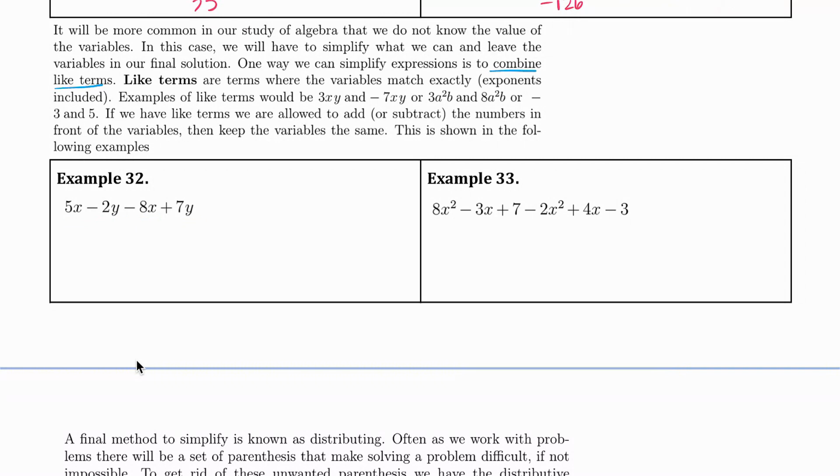So looking at example 32, 5x minus 2y minus 8x plus 7y. Well, this and this are like terms, and notice here, the sign in front of the number stays with that number.